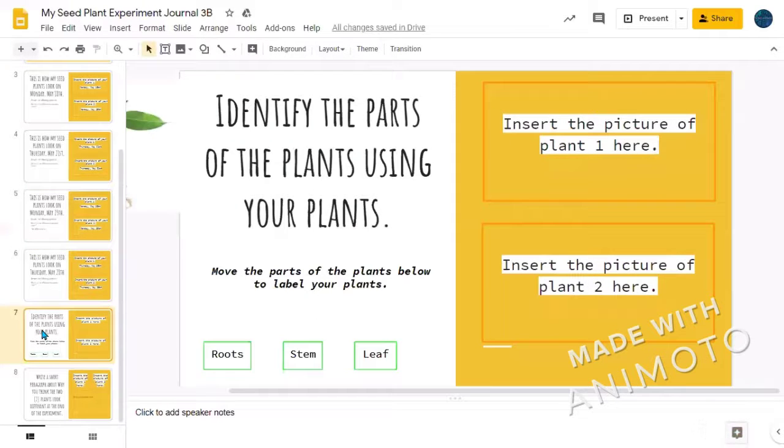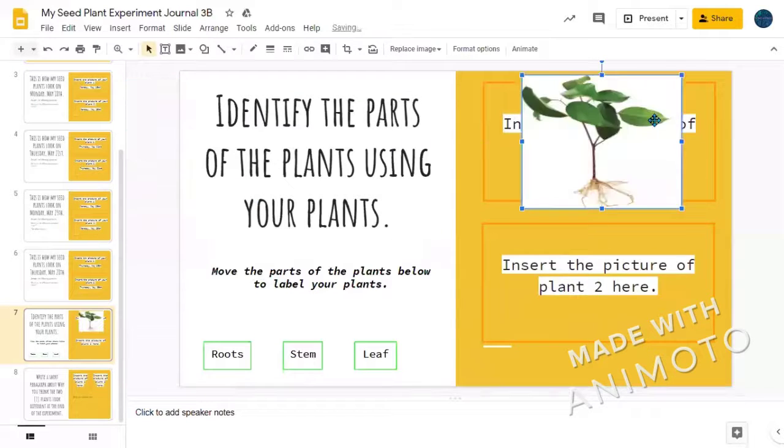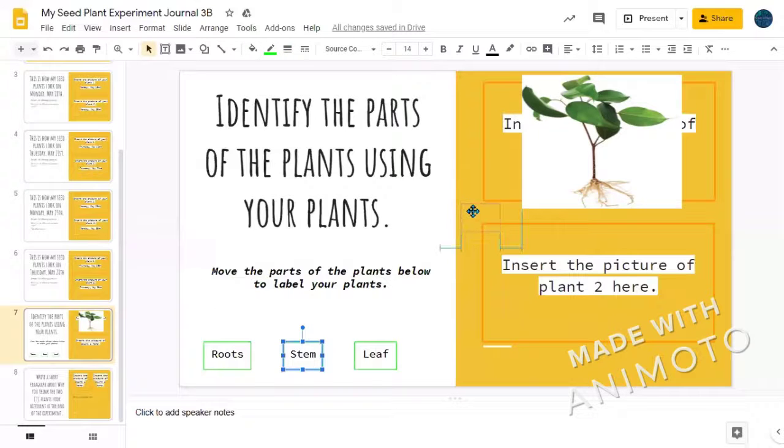Then we have this activity. When you finish the plants, at the end, when they are grown up, you're going to insert the pictures here. Imagine this is mine. This is my plant. So I'm going to insert the image here. And then what I'm going to do is that I'm going to move the parts of the plants, these ones, and I'm going to put them where they belong. Yes, we need to see where they belong. Show me that, please.